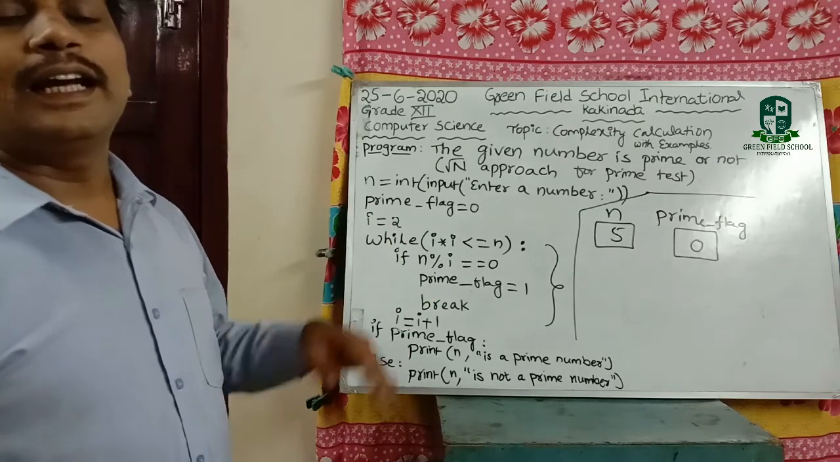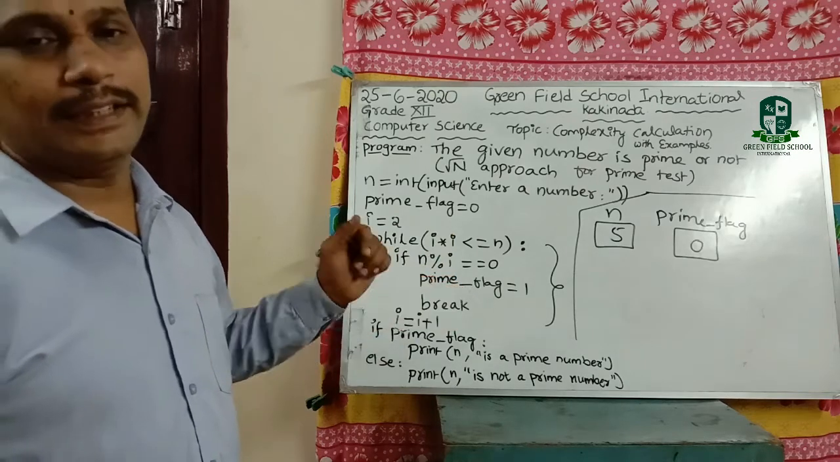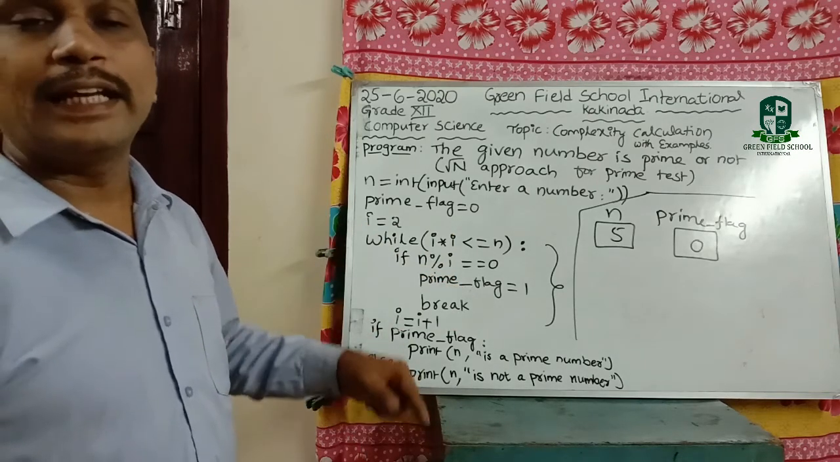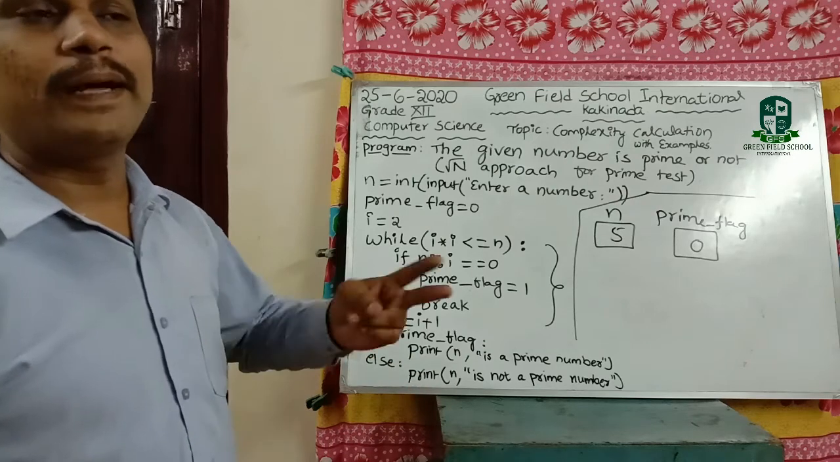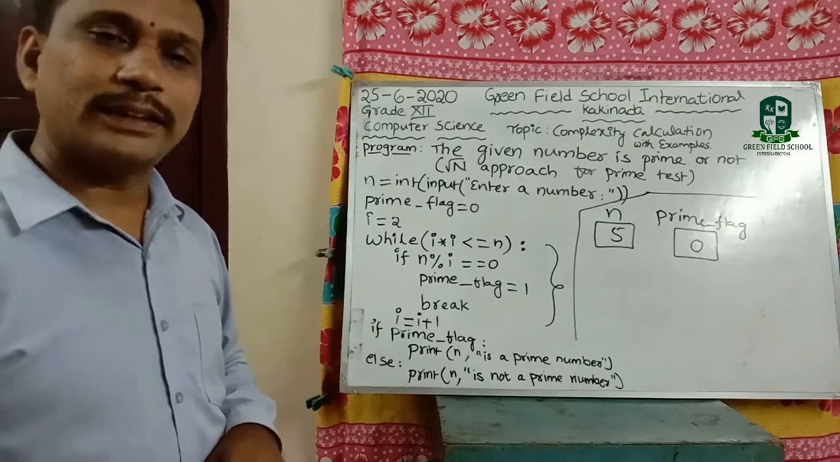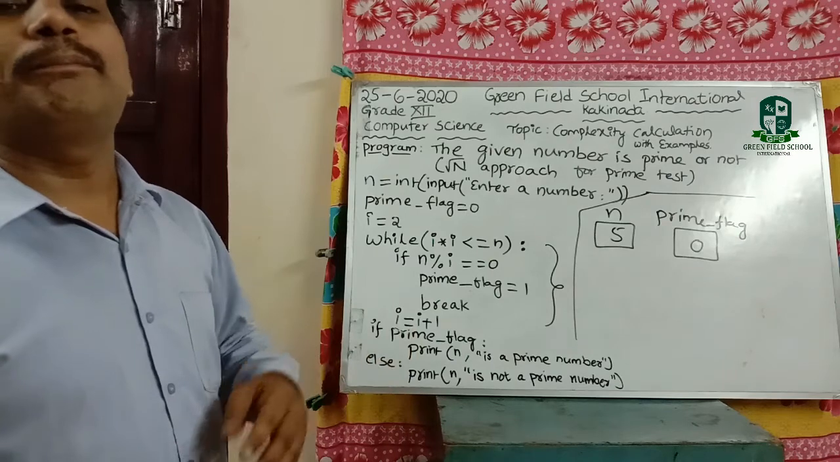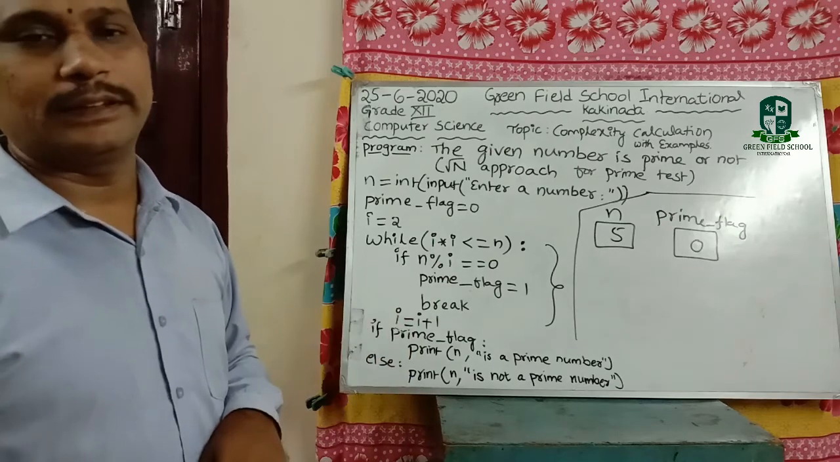Last class we calculated time complexity. This time also we calculate time complexity. We compare these two time complexities, then we decide which one is the best one according to time complexity.